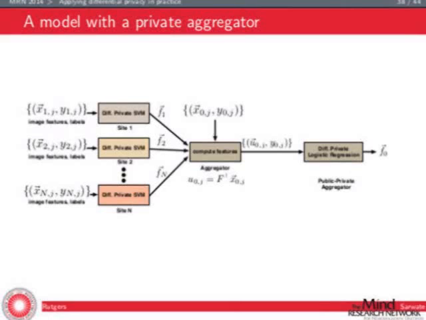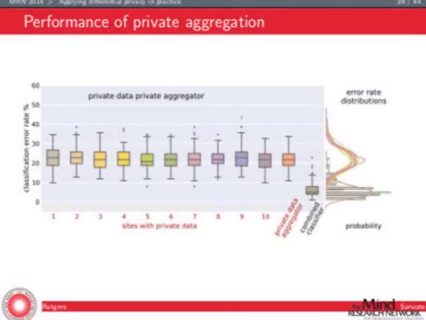So here's the experiment. Thank you to everyone for running it. 10 sites with private data. Each of them has a baseline accuracy of around 22%, so an error of 22%. That's pretty lousy.